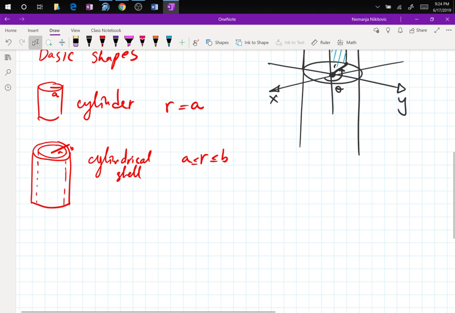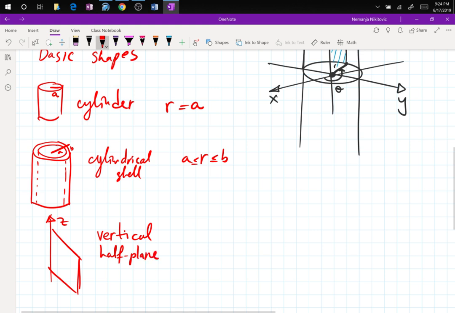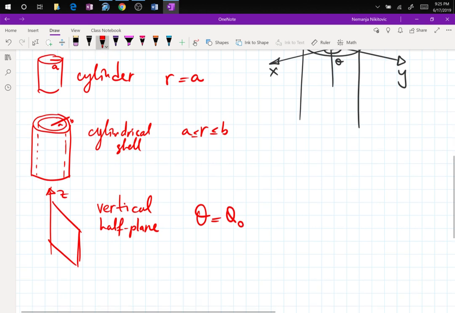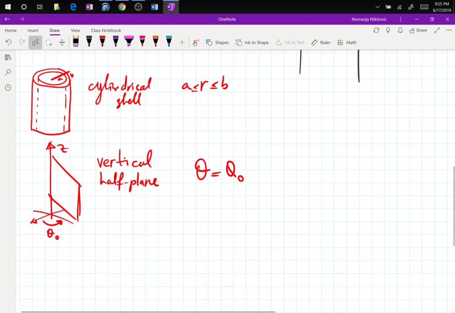Now vertical half plane is theta equals theta 0. So you get to swing this from the x-axis to some theta 0 angle. And we'll have a cone.